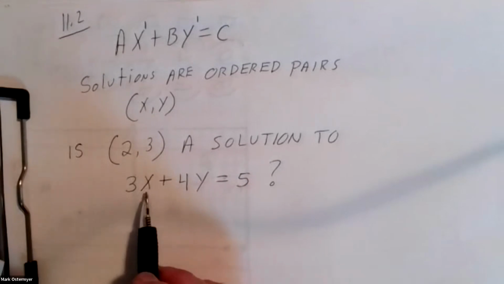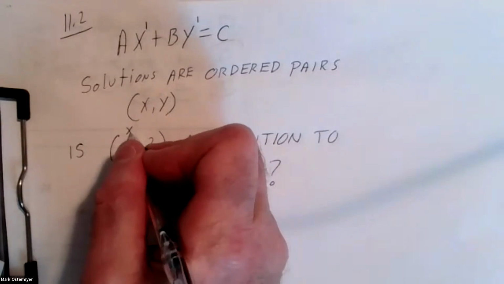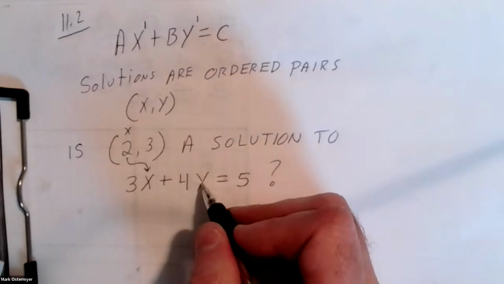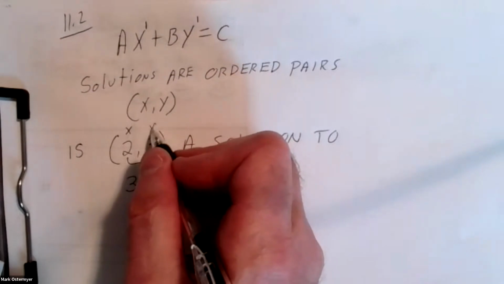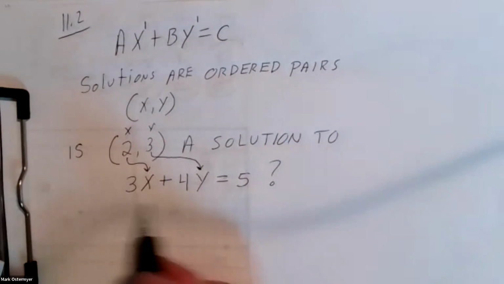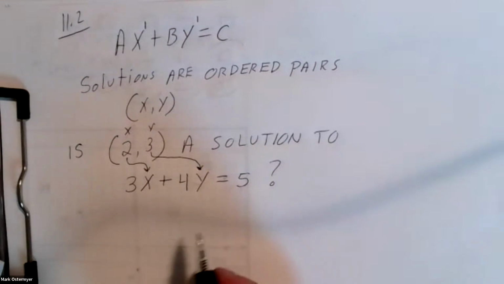So what am I going to replace the x variable with? I'm going to replace the x variable with the x coordinate of this ordered pair. So 2 drops in place of x. The y variable is replaced with the y coordinate of this ordered pair, which is to say we replace y with 3. So let's see if 2, 3 satisfies this equation.